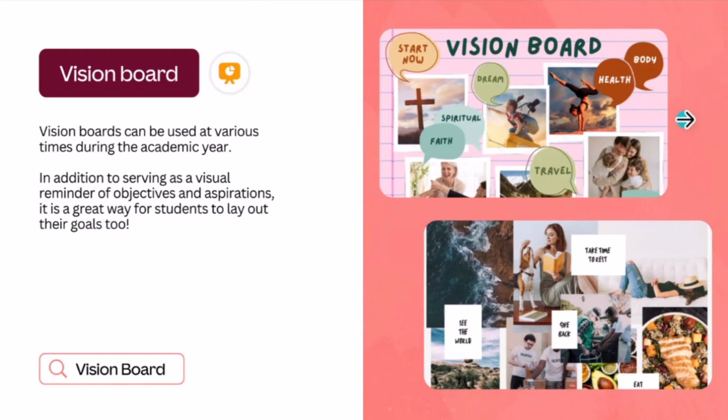This is also a really great way to do an about me. So if you wanted, at the beginning of the year, to have students share a little bit about the things that they love, it would be very much like this kind of vision board activity. When you go into the library, not only vision board, but about me are both great search terms to find some of these templates that would work for your students.